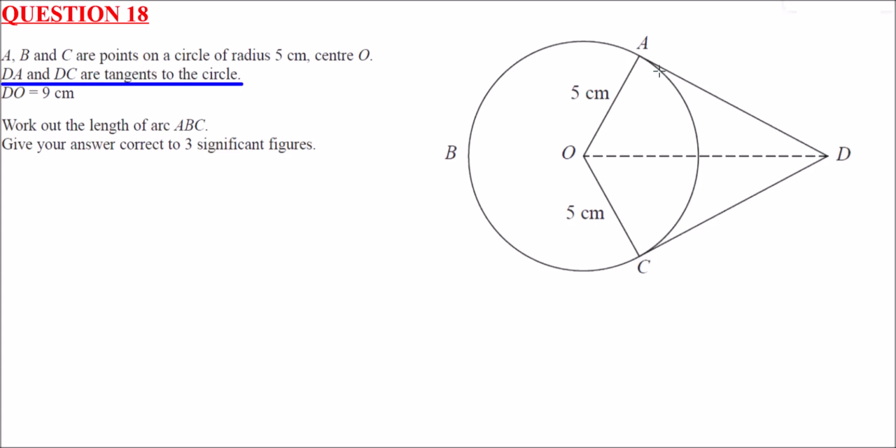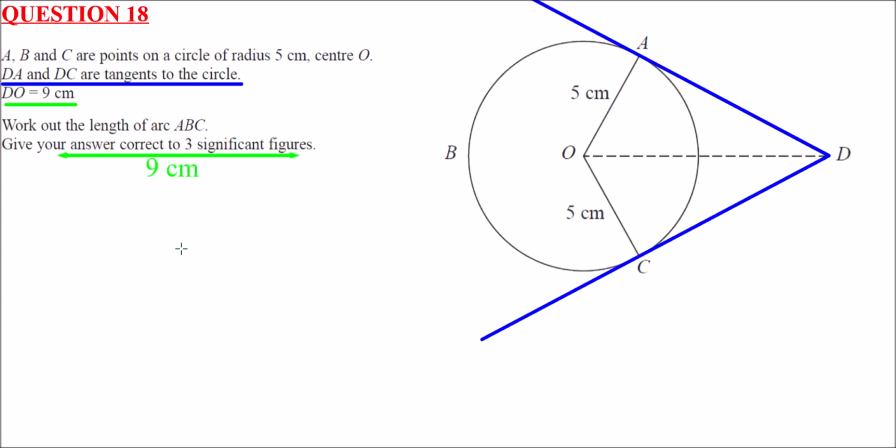So from D to A and from D to C are tangents, which just basically means they're lines that just scrape the outside of the circle. So I'm going to highlight these in blue. So these are the tangents from A to D and from D to C. We're also told that from D to O is 9 centimeters. So this length in the dotted line is 9 centimeters. Let's label this on as well.